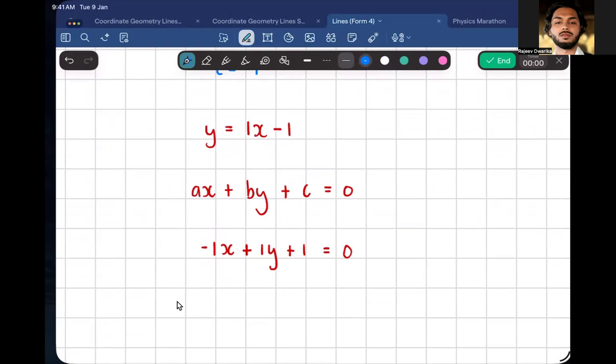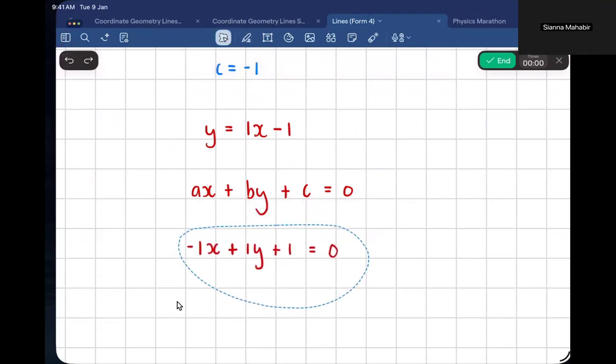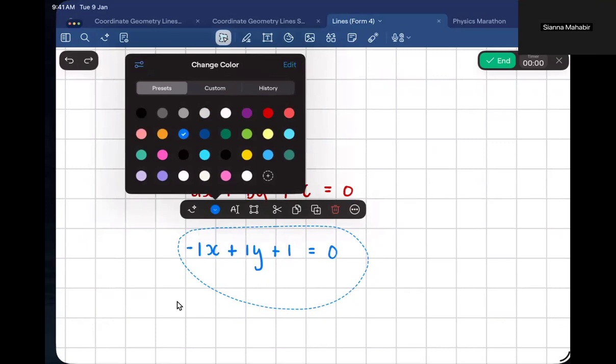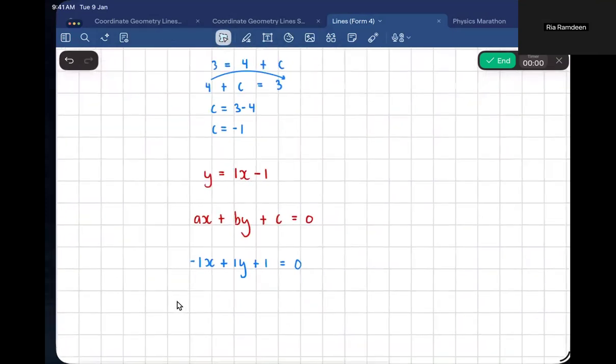Just to recap, what did I do? I took the 1x and I moved it across, so minus 1x, plus 1y, y was over here. And then I took the minus 1 and moved it across, so plus 1. Is that confusing, do you understand? I understand it. Okay. So that's the whole answer out of everything we just did.